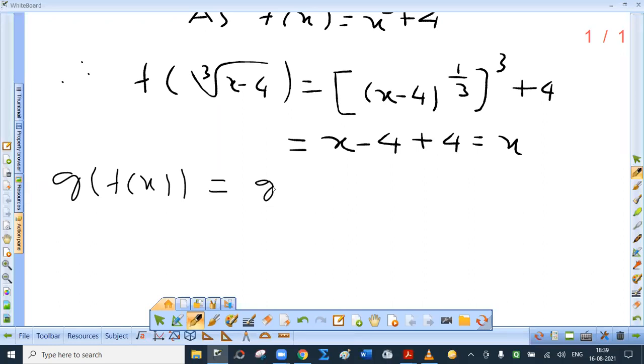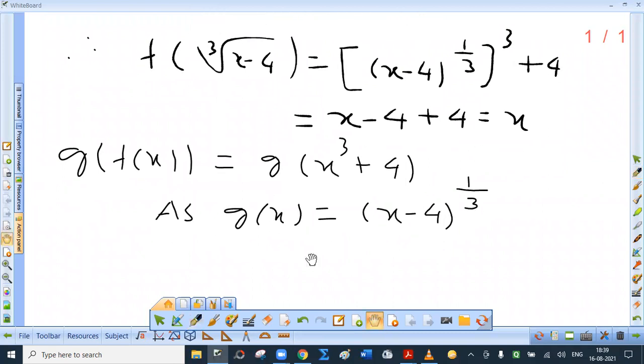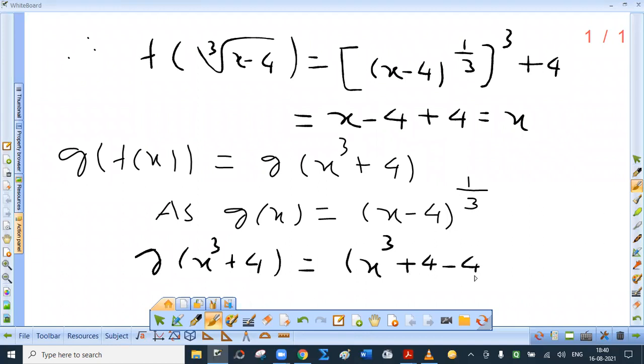So it is g of, what is f of x? x cube plus 4. Now I will mention this as g of x is, what is g of x? Cube root of x minus 4. I will write this as x minus 4 raised to 1 upon 3. Cube means raised to 3. Cube root means raised to 1 upon 3. What is g of x cube plus 4? See, whatever is written here, subtract 4 from that and take its cube root. So what is written here? x cube plus 4. First subtract 4, then take cube root. So x cube raised to 1 by 3. A raised to m raised to n is a raised to mn.